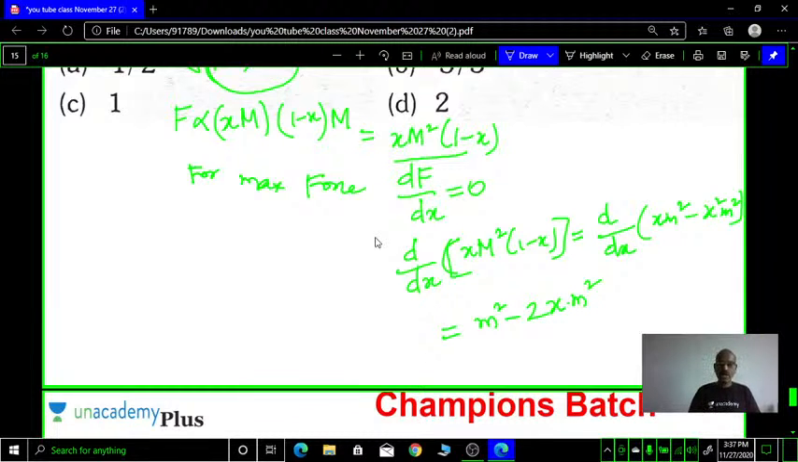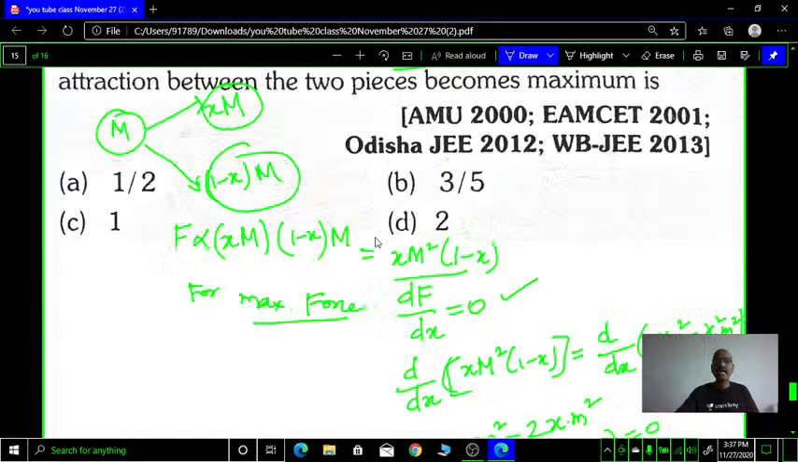That's it. Now, this is equal to 0, because for maximum force df by dx equals 0. Make it equal to 0. That's all. M square into 1 minus 2x equals 0. 1 minus 2x equals 0. X equals 1 by 2. So the correct option is A. So the maximum force will be attained at x equal to 1 by 2.